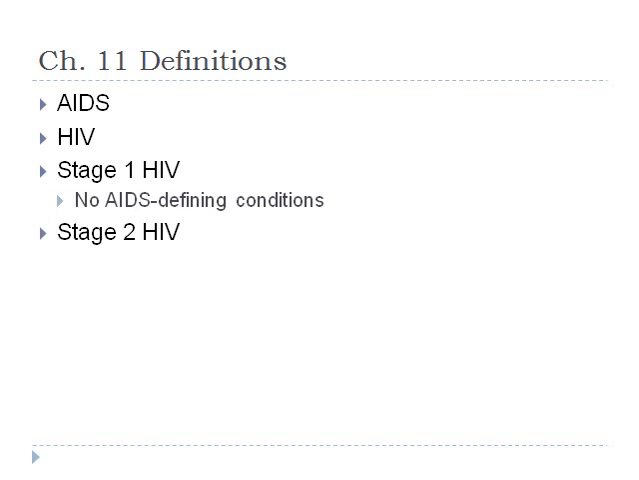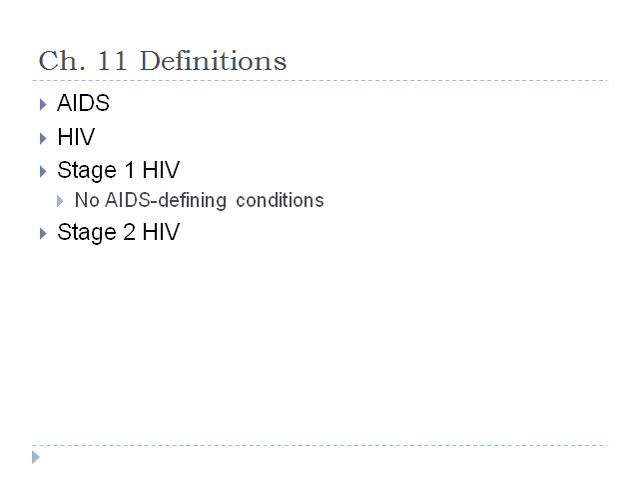So as I said, no AIDS-defining conditions. Stage 2 HIV, still not any AIDS-defining conditions present. And with the advent of some of the newer medications, people are staying in stage 1 and stage 2 much longer than they used to.